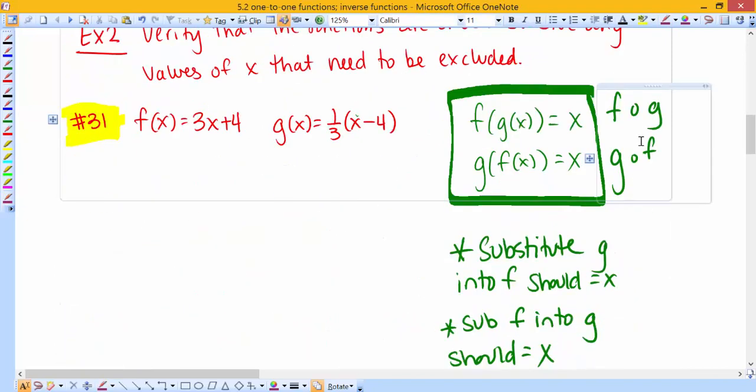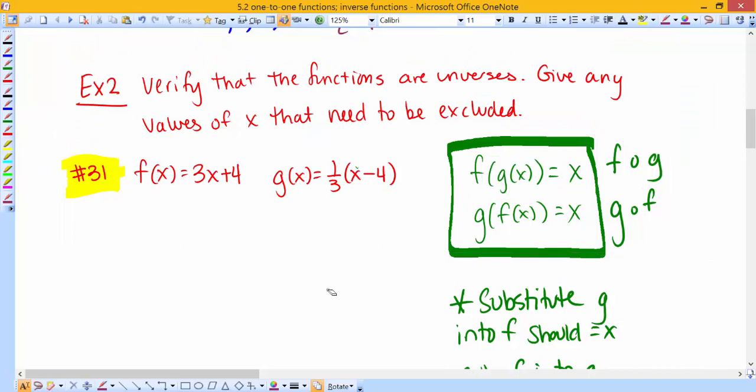All right, example 2, moving right along here. Verify that the functions are inverses. Give any values of x that need to be excluded. So verifying that functions are inverses, we did that in the last section in 5.1, where it said show that you got x and x. When you plug those functions into each other, that means they're inverses. So when I plug g into f, I should get x. When I plug f into g, I should get x.